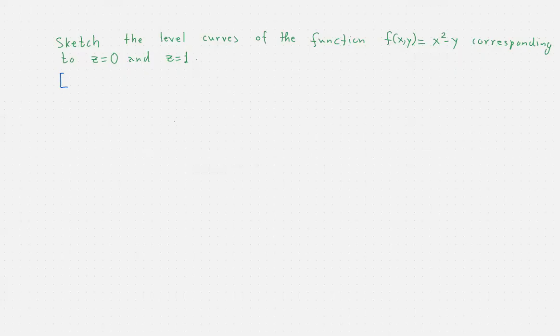So let's say that we have a function of two variables, and we have a number c. Then we consider all the x,y's, meaning all the inputs, for which the output is equal to c.